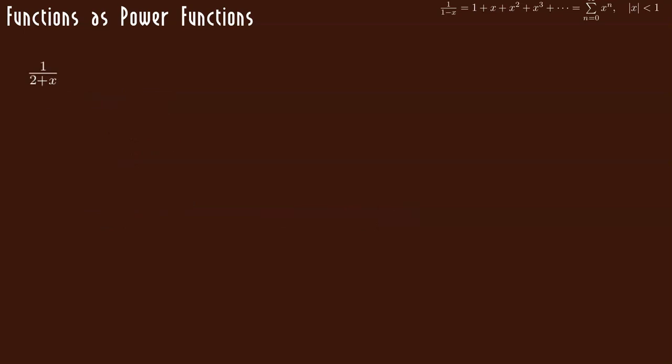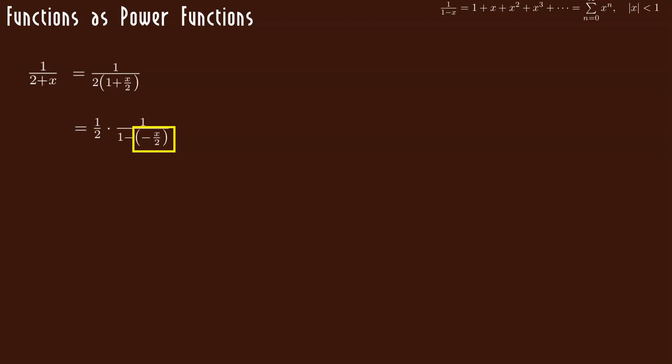And what if it's not a 1 there? What if I've got 1 over 2 plus x? I will pull out that 2 and get it out of the way. So now I have 1 over 1 plus x over 2, which I can rewrite as 1 over 1 minus negative x over 2. So that's my ratio, negative x over 2.